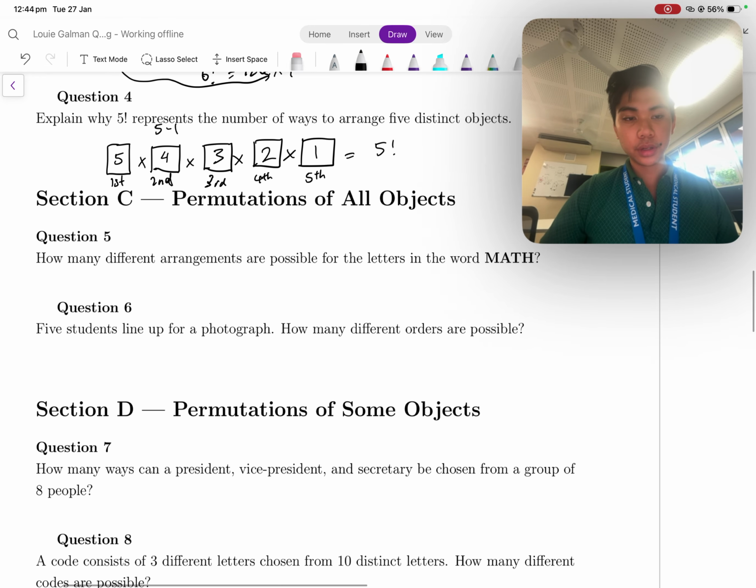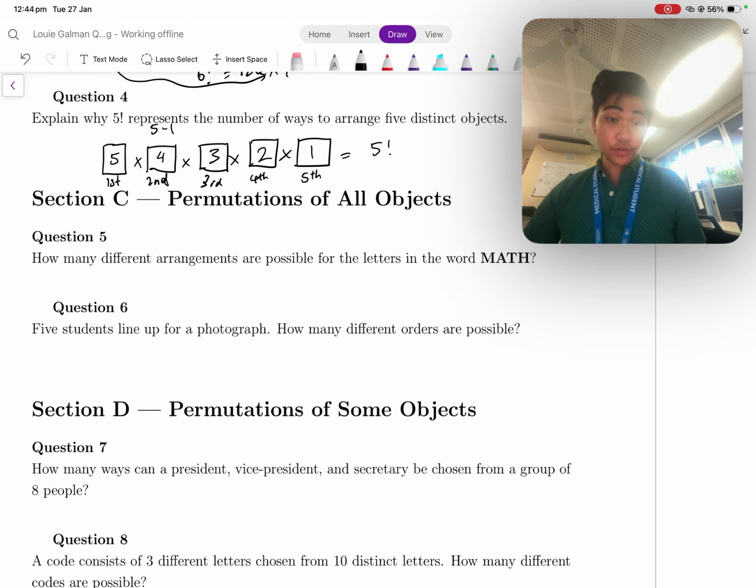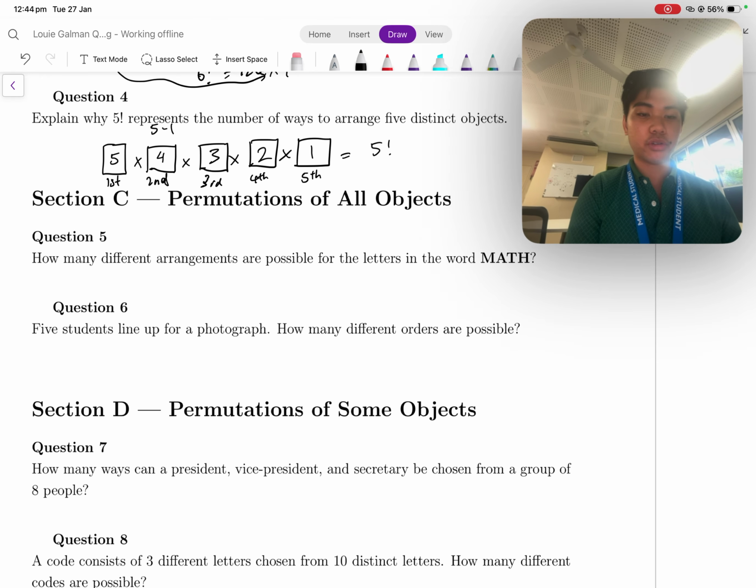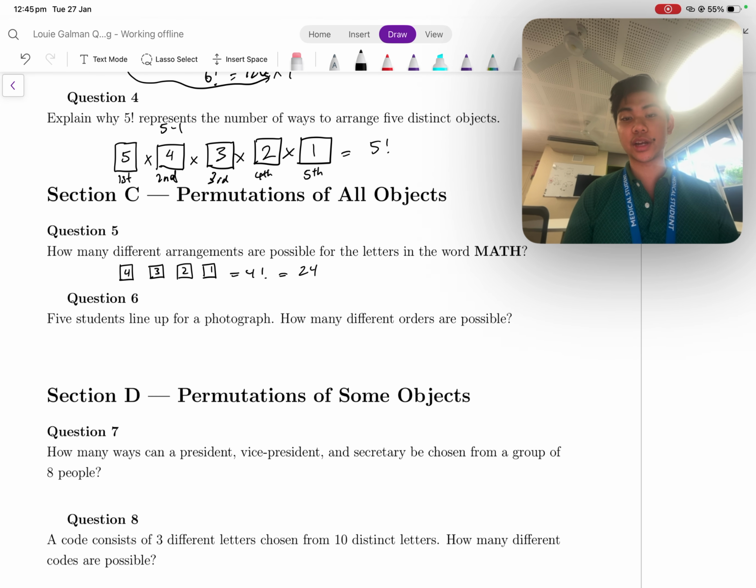Okay, so section C, permutations of all objects. How many different arrangements are possible for the letters in the word MATH? Remember our box method. We have 4 different letters, so 4 possible letters we can put in the first spot, then 3, 2, 1, which is 4 factorial. 4 times 3 is 12, times 2 is 24, times 1 is 24. So that's the number of different arrangements possible.